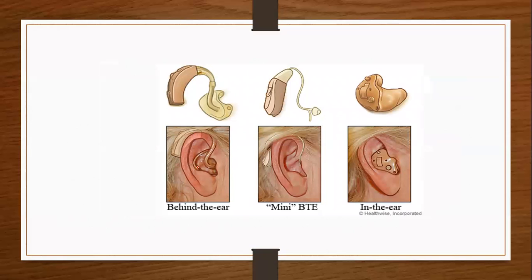So this is a picture of a behind-the-ear hearing aid. Here we can place this hearing aid, and it can be used in a hidden form by covering it here, or as a mini form of behind the ear. Then in the ear, these hearing aids can be placed completely in the ear.